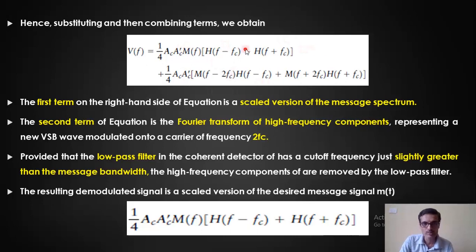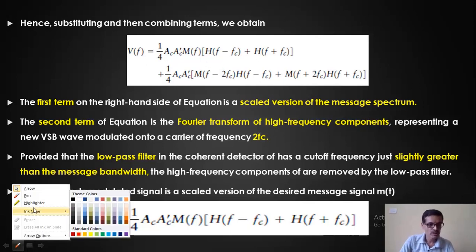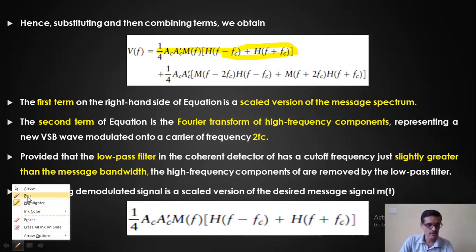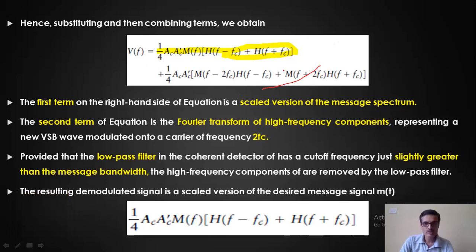What about the second component? It is m of f minus 2 Fc, right? So it's m of f shifted by 2 Fc. It's a high frequency component. So when I pass this V of f through a low pass filter, it allows only the first portion, this particular portion. Only this portion is allowed. This portion is actually removed by the low pass filter. So I get only this portion. See this. Only the first part is allowed by the low pass filter.